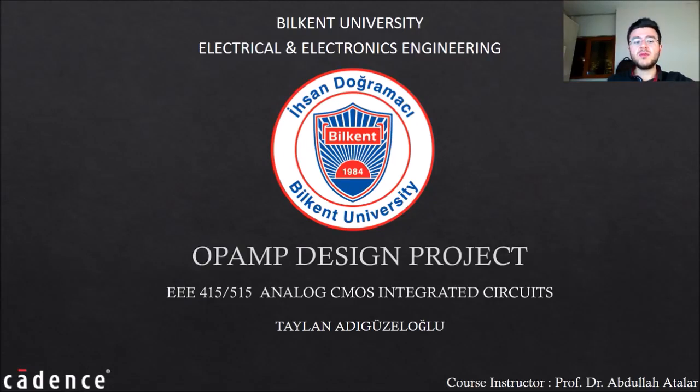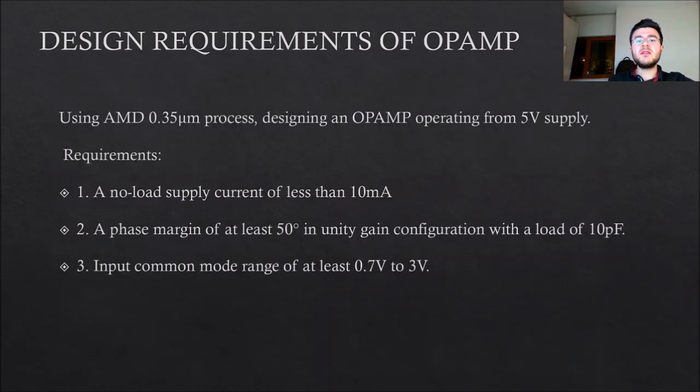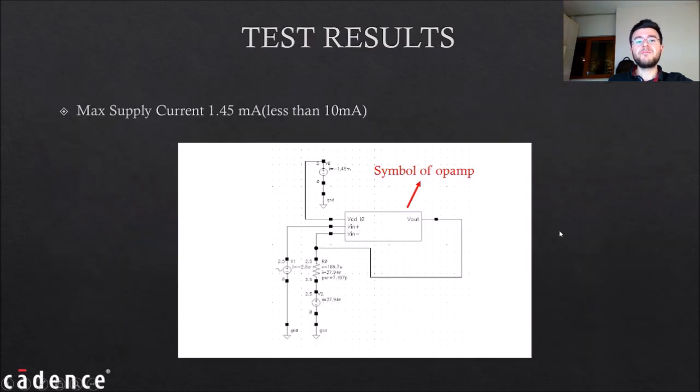Today I'm going to introduce you to the EEE 415 Analog CMOS Integrated Circuit OPAMP design project. At the beginning of the project we are given 4 different topologies, and from these topologies I have chosen the fourth one. Here you can see the design requirements of the OPAMP. And this is the schematic design. Here you can see the W over L ratios of all transistors, and in this green box there is a resistor and capacitor, and these are used for stabilization purposes.